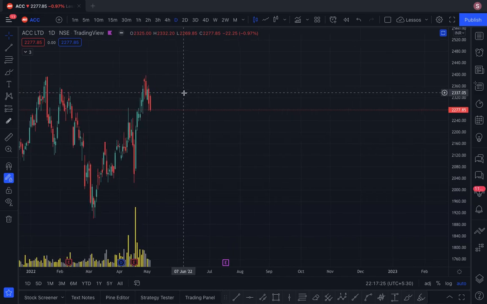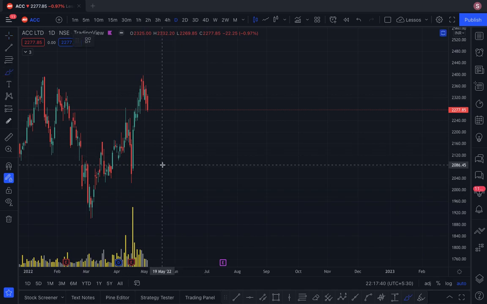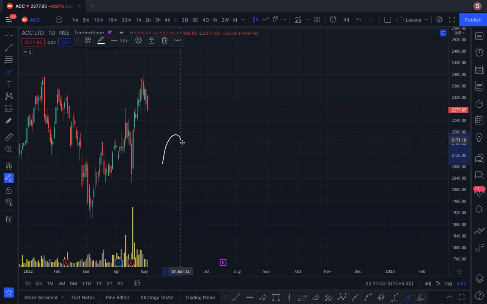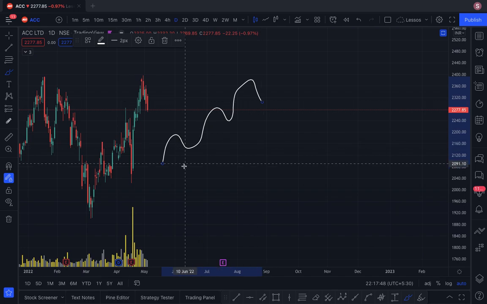Now you have to know, as I've taught you in the previous lessons, that when a stock is in an uptrend, it will always make a higher high and a higher low, and when a stock is in a downtrend, it will always make a lower high and a lower low. Just for a recap, what is a higher high? Let's say, for example, the stock is moving in this manner, in this manner, in this manner. It is making a higher low and a higher high.